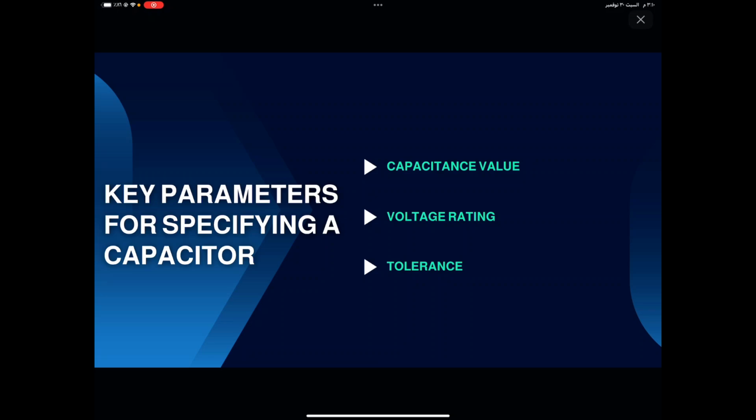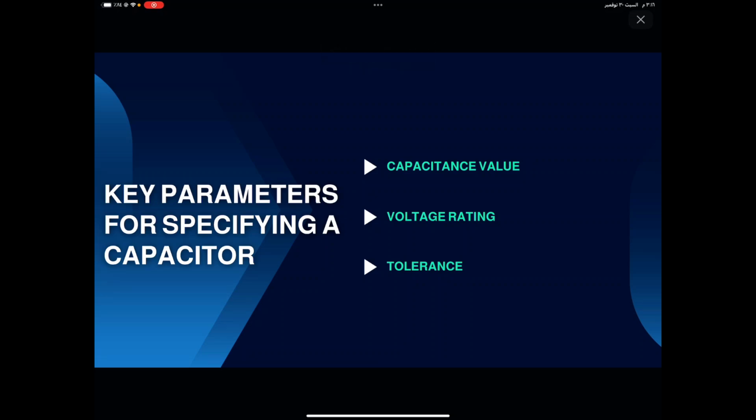It is for safety. For example, if a circuit operates at 12 volts, you should choose a capacitor with a rating of at least 16 volts or 25 volts. So it's important to know the voltage rating. That's why it's so important to know the voltage rating.